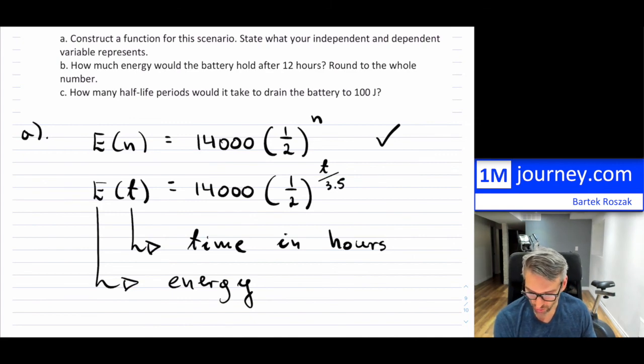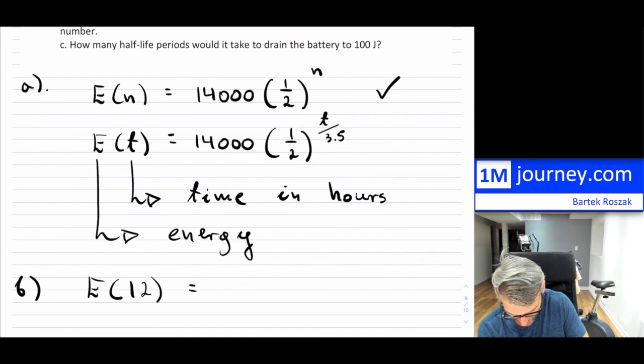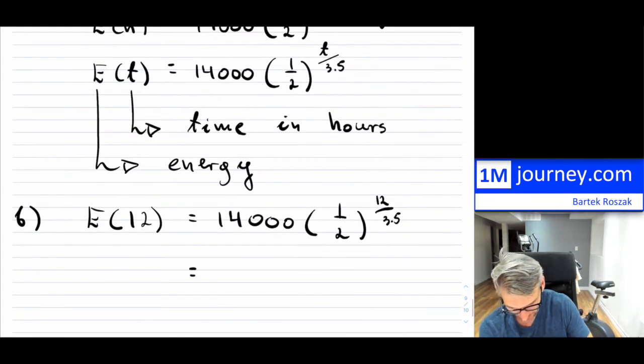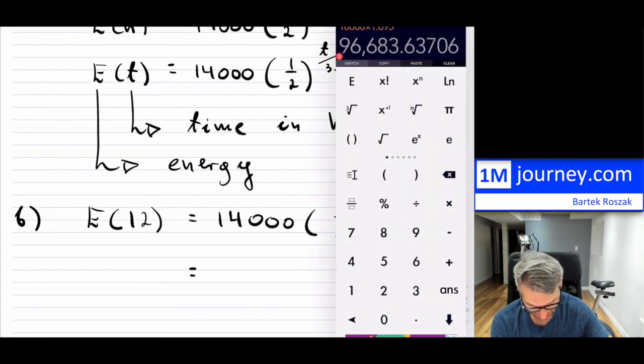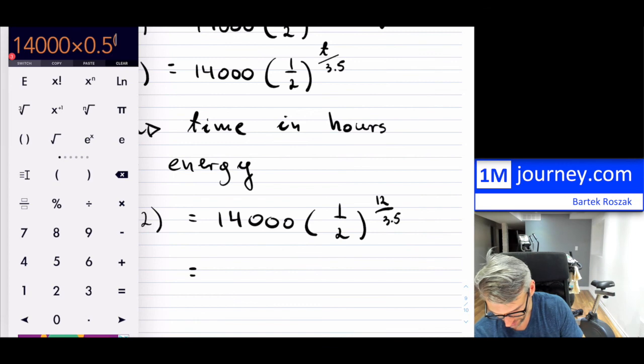So how much energy would the battery hold after 12 hours? Okay, so B, I want to know how much after 12 hours. So I have this much at the start. So this is E of 12 divided by 3.5 equals. Let's plug that in. So we have 14,000 multiplied by, I'm just going to put 0.5 instead of 1/2, to the exponent. My exponent, I'm going to put in brackets, 12 divided by 3.5, and equals.